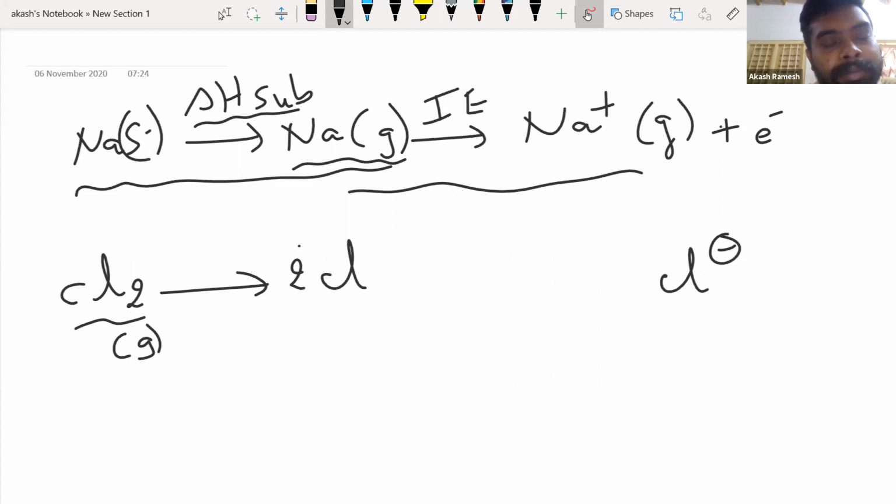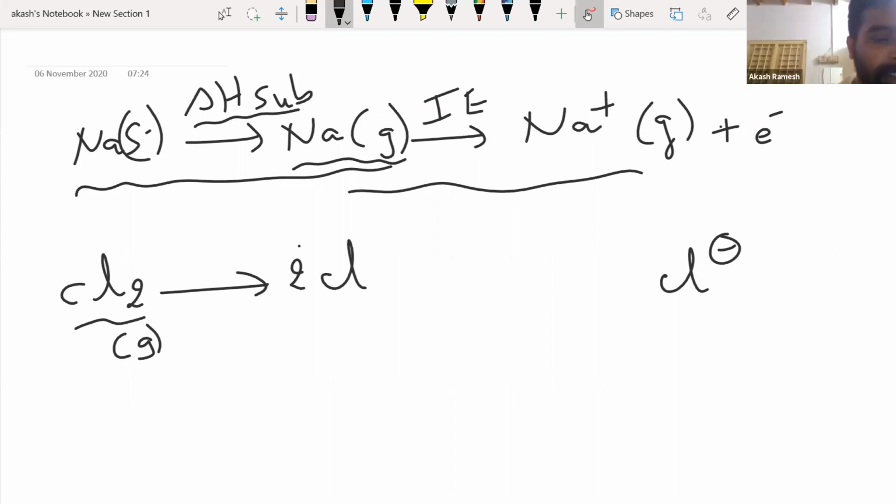For this process, Cl2 to 2 Cl atoms, what is the enthalpy associated? Atomization. It is going to be my enthalpy of atomization, or what is the other name? What is the other name for enthalpy of atomization? Bond enthalpy, sir. Correct, right?